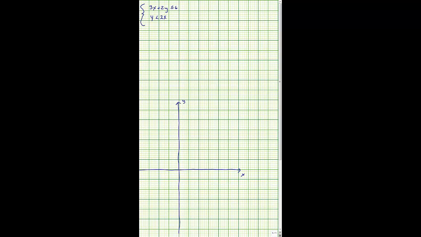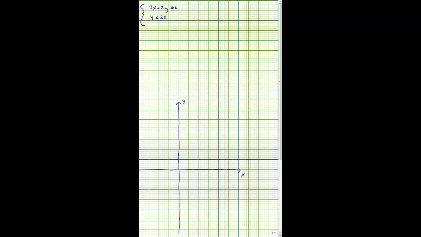In this video, I'm going to demonstrate solving a system of linear inequalities. Let's break down what that means. First of all, when I say a system, that means we're talking more than one. So in this case, we're looking at two linear inequalities. We're going to be graphing inequalities, not just straight lines, not just equations like 3x plus 2y equals 6. So let's look at how we're going to do that.